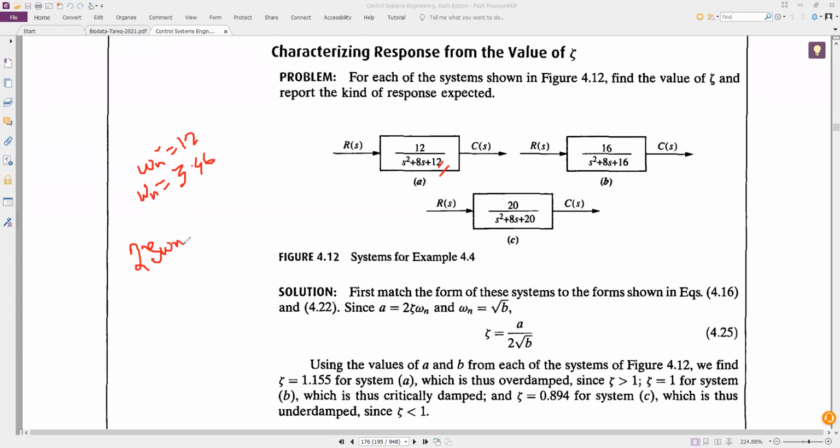Now 2 zeta omega n is equal to 8. So zeta would be what? 8 by 2 into 3.46.